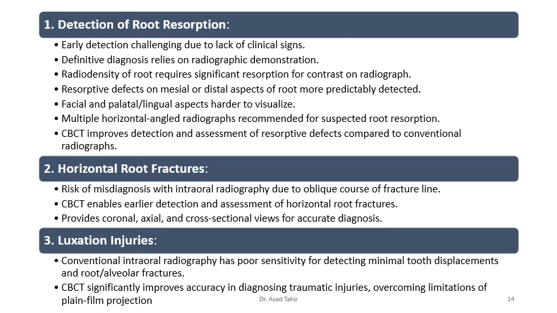Horizontal root fracture. There is a risk of misdiagnosis with intraoral radiography due to the oblique course of the fracture line. CBCT enables earlier detection and assessment of horizontal root fractures, providing coronal, axial, and cross-sectional views for accurate diagnosis. Luxation injuries: conventional intraoral radiography has poor sensitivity for detecting minimal tooth displacements and root/alveolar fractures. CBCT significantly improves accuracy in diagnosing traumatic injuries, overcoming limitations of plain film projection.